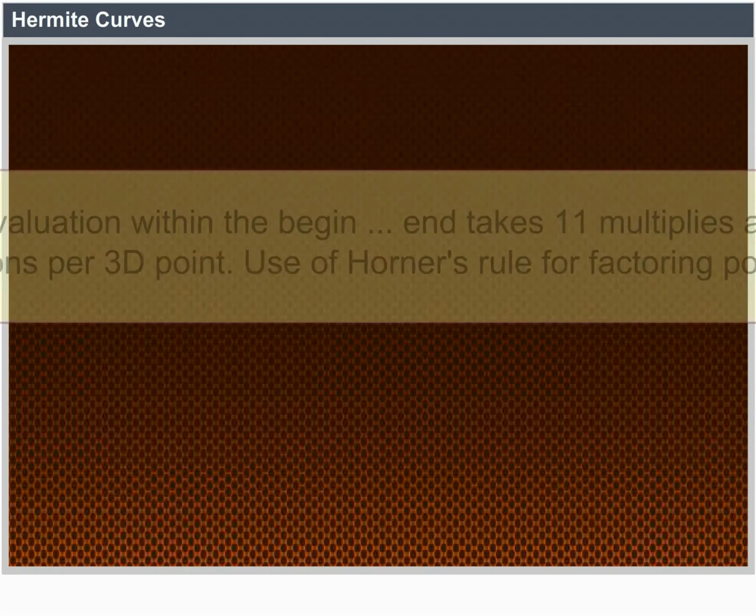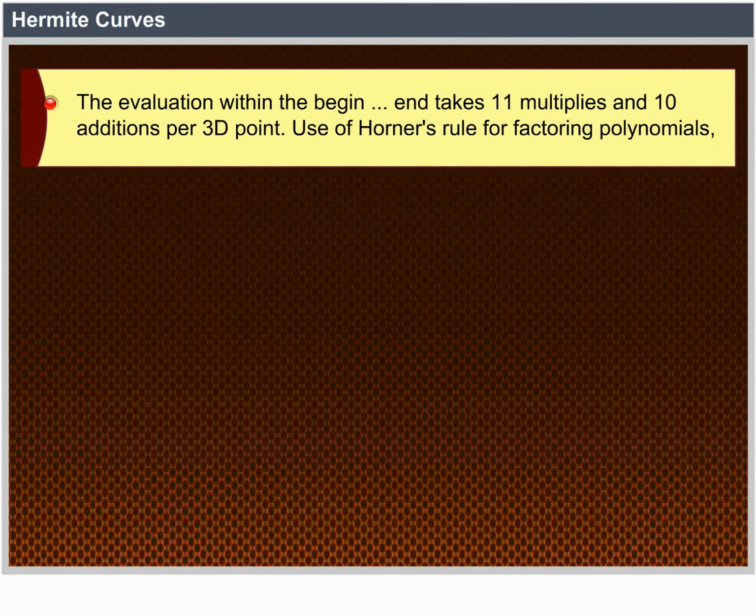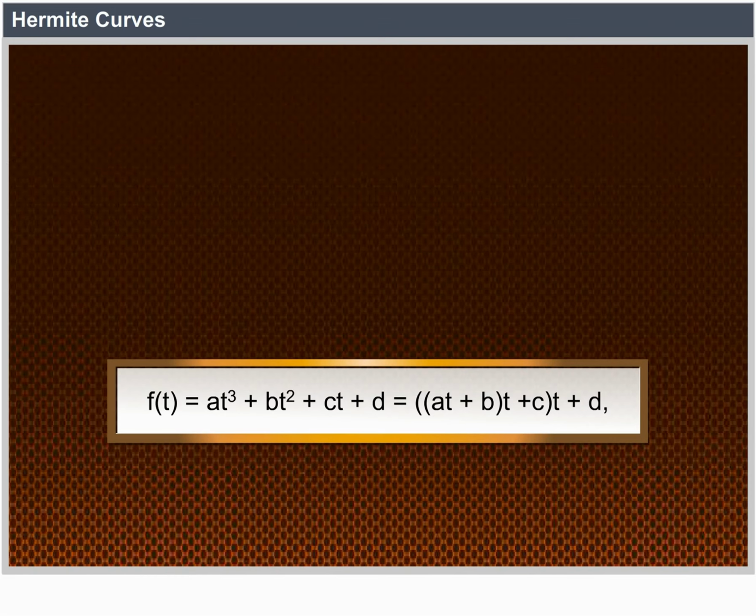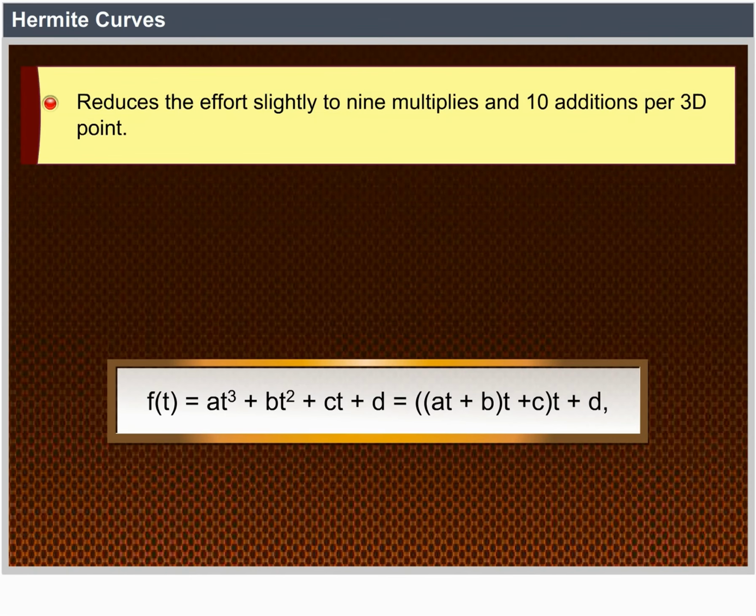The evaluation within the begin end takes 11 multiplies and 10 additions per 3D point. Use of Horner's rule for factoring polynomials: F of t equals at cubed plus bt squared plus ct plus d equals ((at plus b) into t plus c) into t plus d. This reduces the effort slightly to 9 multiplies and 10 additions per 3D point.